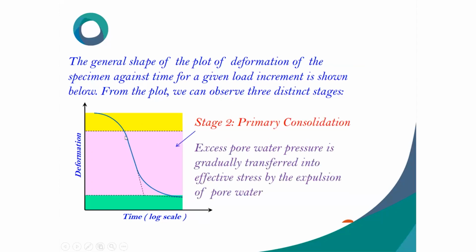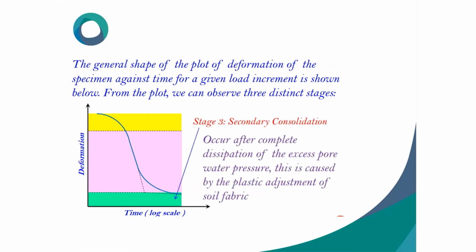And this is called primary consolidation. This happens because excess pore water pressure is gradually transferred to effective stress by expulsion of pore water. And the third one is secondary consolidation. This occurs after complete dissipation of excess pore water pressure, by plastic adjustment of the soil fabric.